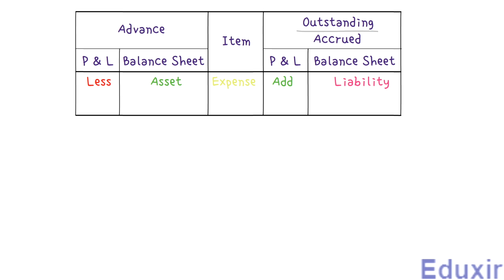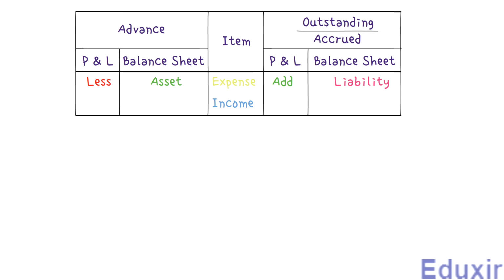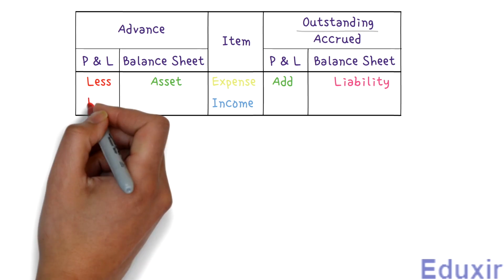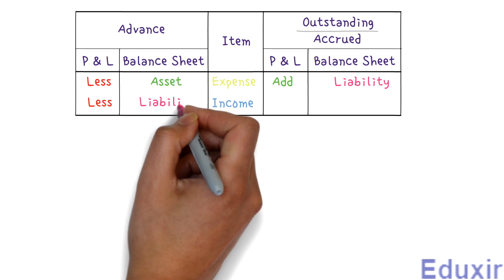Similarly, if we consider income, if the income is received in advance, it should not be considered as an income in the current accounting period. As it is received in advance, it should go to the next accounting period. So it has a tendency to lessen the revenue earned in the current accounting period. Also, as this revenue is received in advance, before goods are delivered or services are rendered, we should treat this as a liability in the current accounting period.